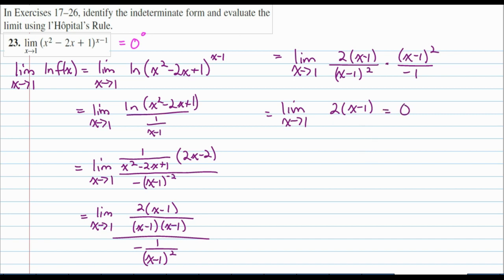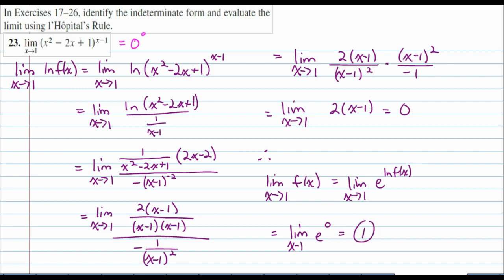Now I can plug in 1, and I see that the limit as x approaches 1 of the natural log of our function is going to be 0. Therefore, the limit as x approaches 1 of our function, which can be written as the limit as x approaches 1 of e to the natural log of our function, is going to be the limit as x approaches 1 of e to the now 0. So e to the 0 is 1, and that is the limit that we were trying to find.